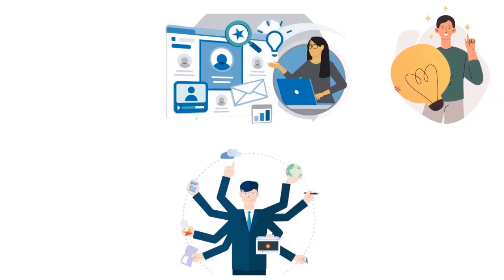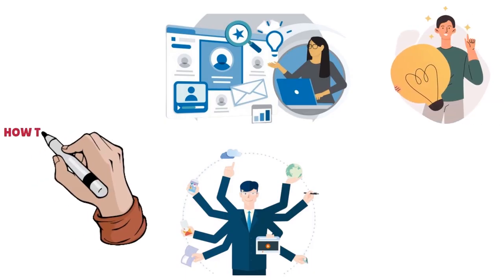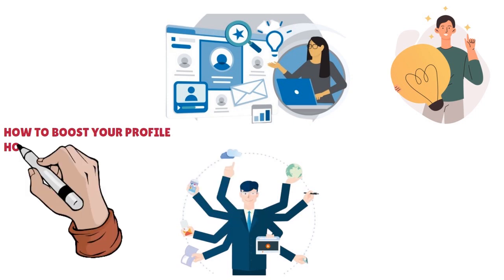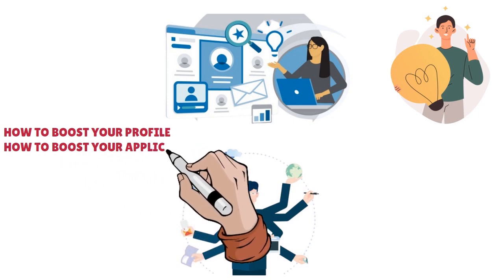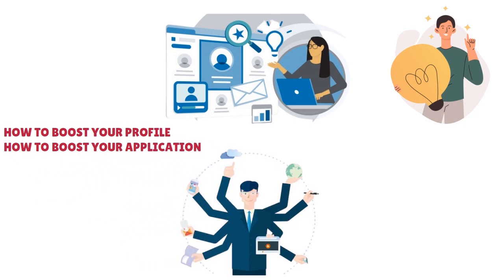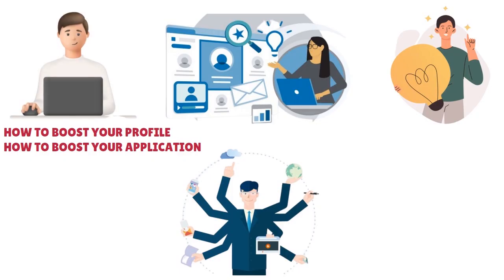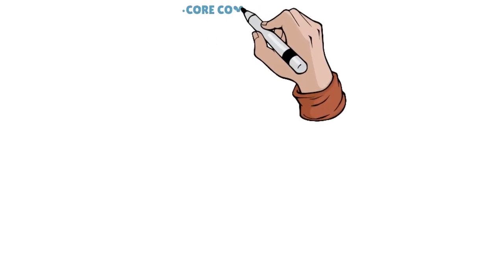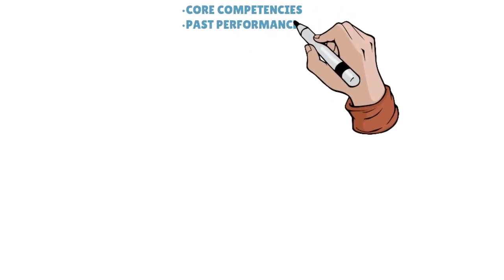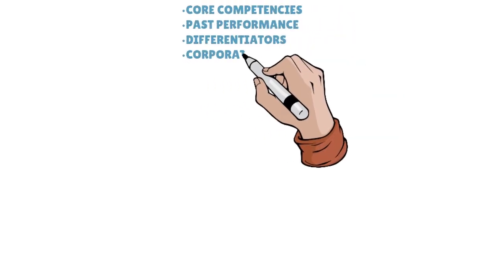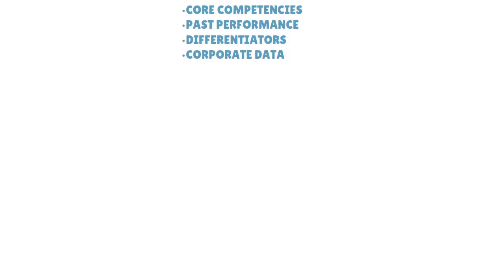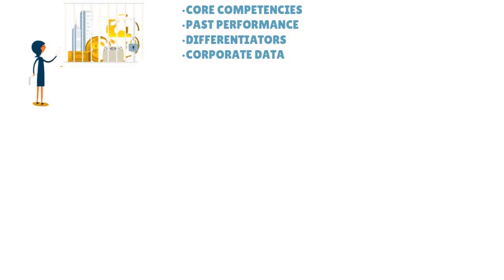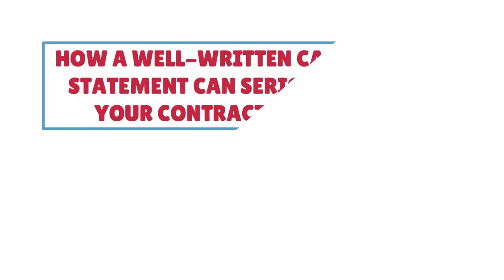So you have a clear idea of how to boost your profile, how to boost your application by having a well written, well designed capabilities statement. Okay. So capability statements typically include your business's core competencies, past performance, differentiators, and corporate data. Corporate data meaning like your business bank account, your UEI, all that kind of stuff. Okay.